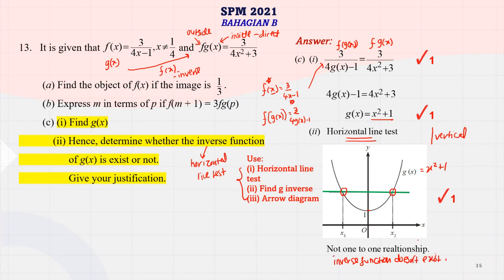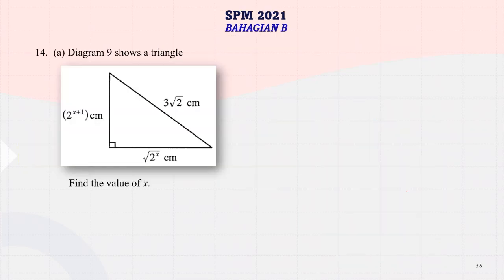Okay, now kita pergi next question. Number 14. Diagram 9 shows a triangle. Find the value of X. Ada melibatkan surd and semua sini, right? So, this is a right angle triangle. Kita ada hypotenuse, kita ada opposite and adjacent. So kita akan menggunakan Pythagoras theorem.